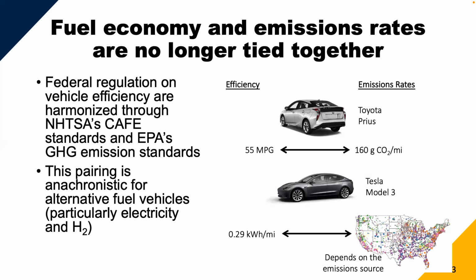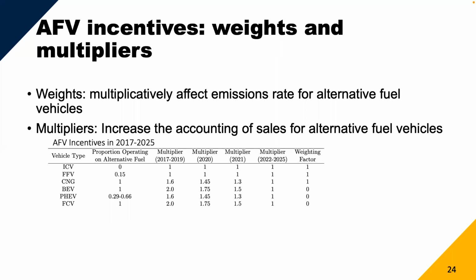But for a Tesla Model 3, the efficiency is about 0.29 kilowatt hours per mile, but the emissions is like, who knows? It depends where you are, it depends what time you're charging. Now you've got this complete disconnect between emissions rate and fuel economy. So alternative fuel vehicles start to get really complicated in CAFE.